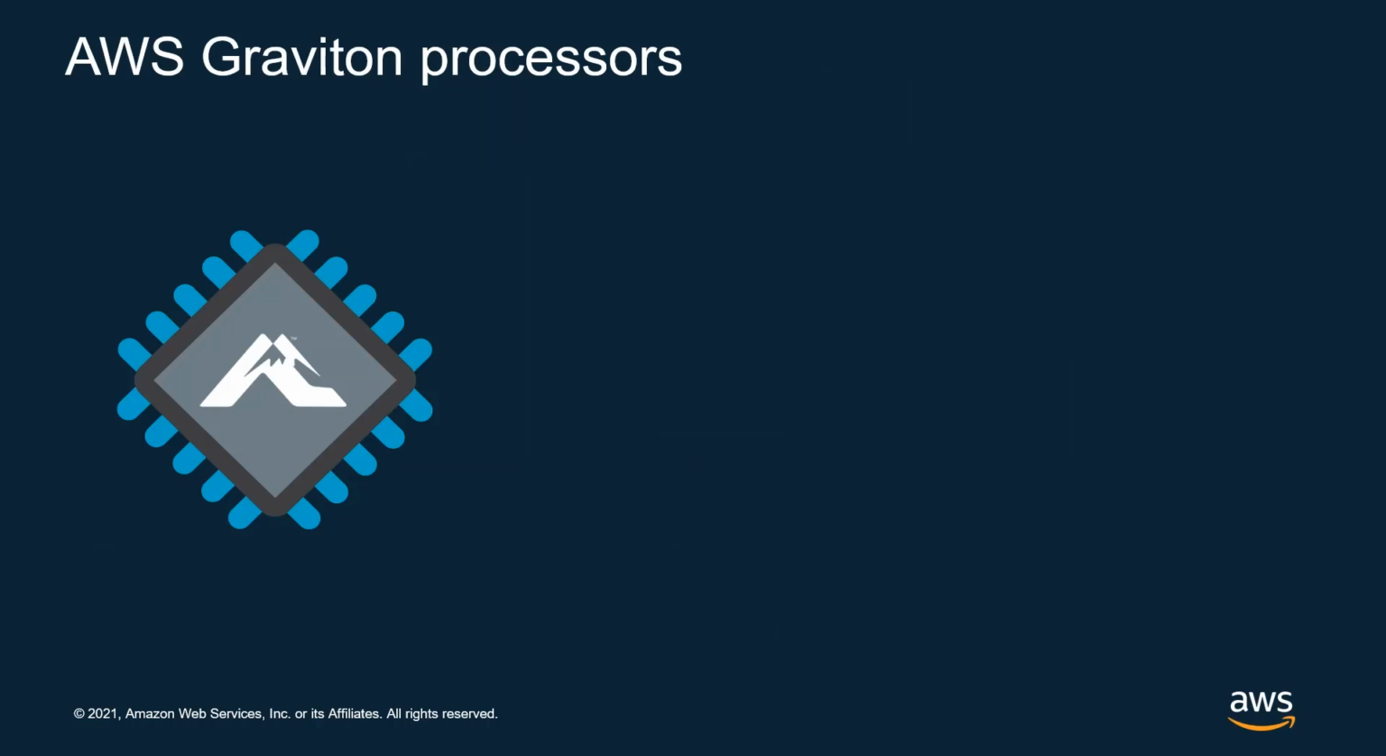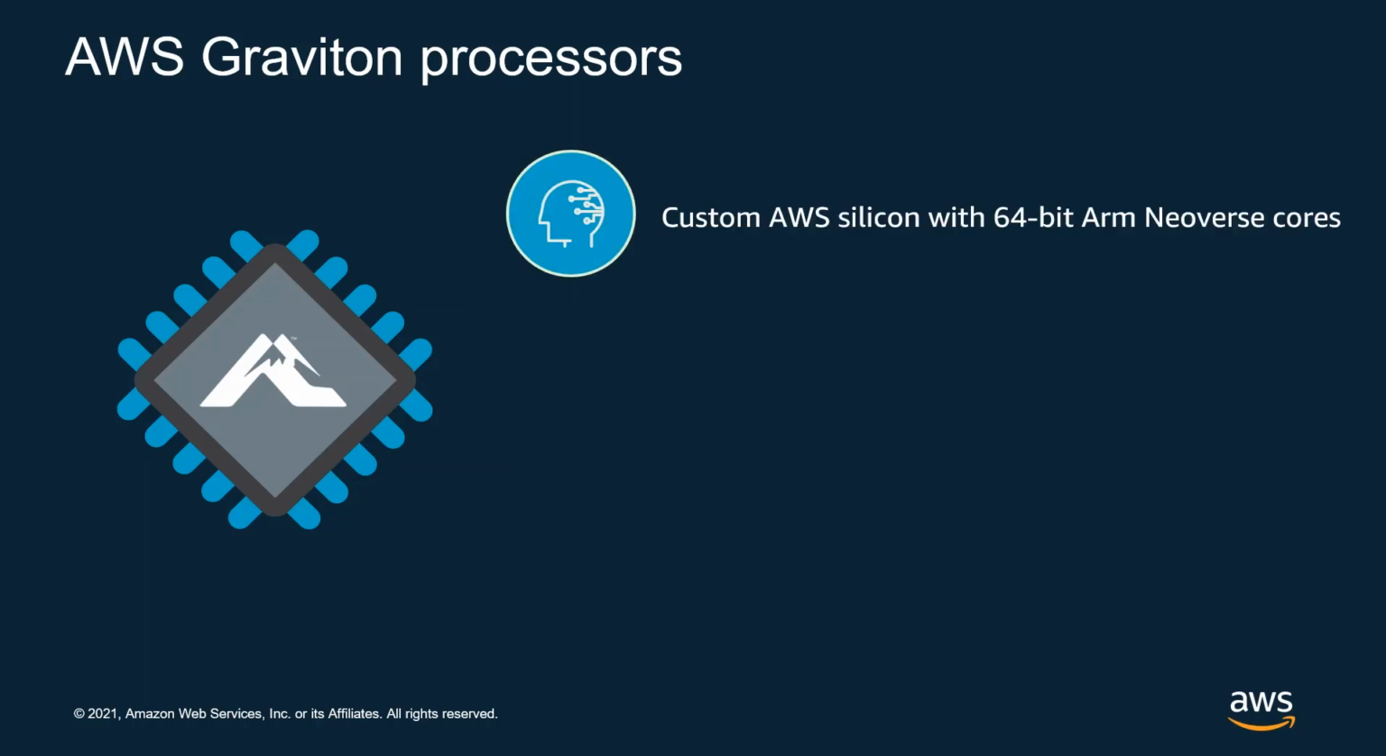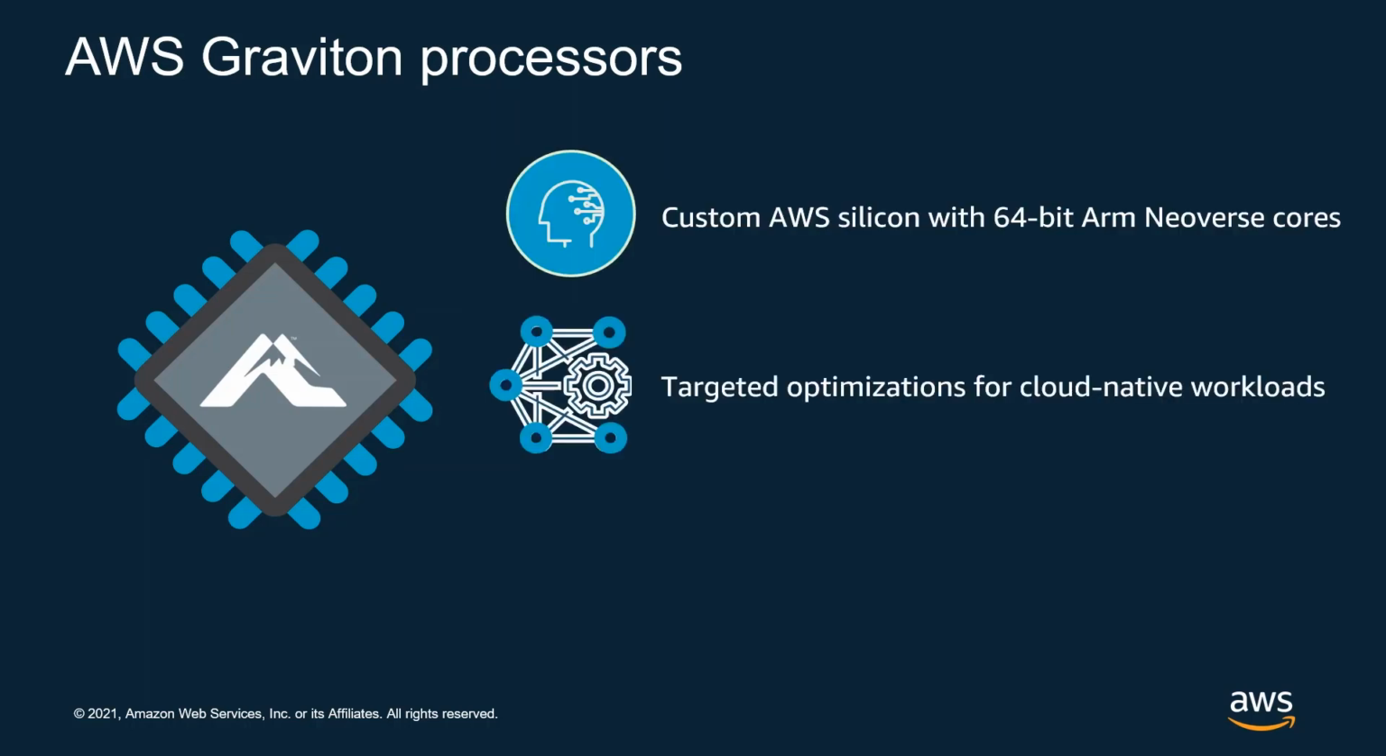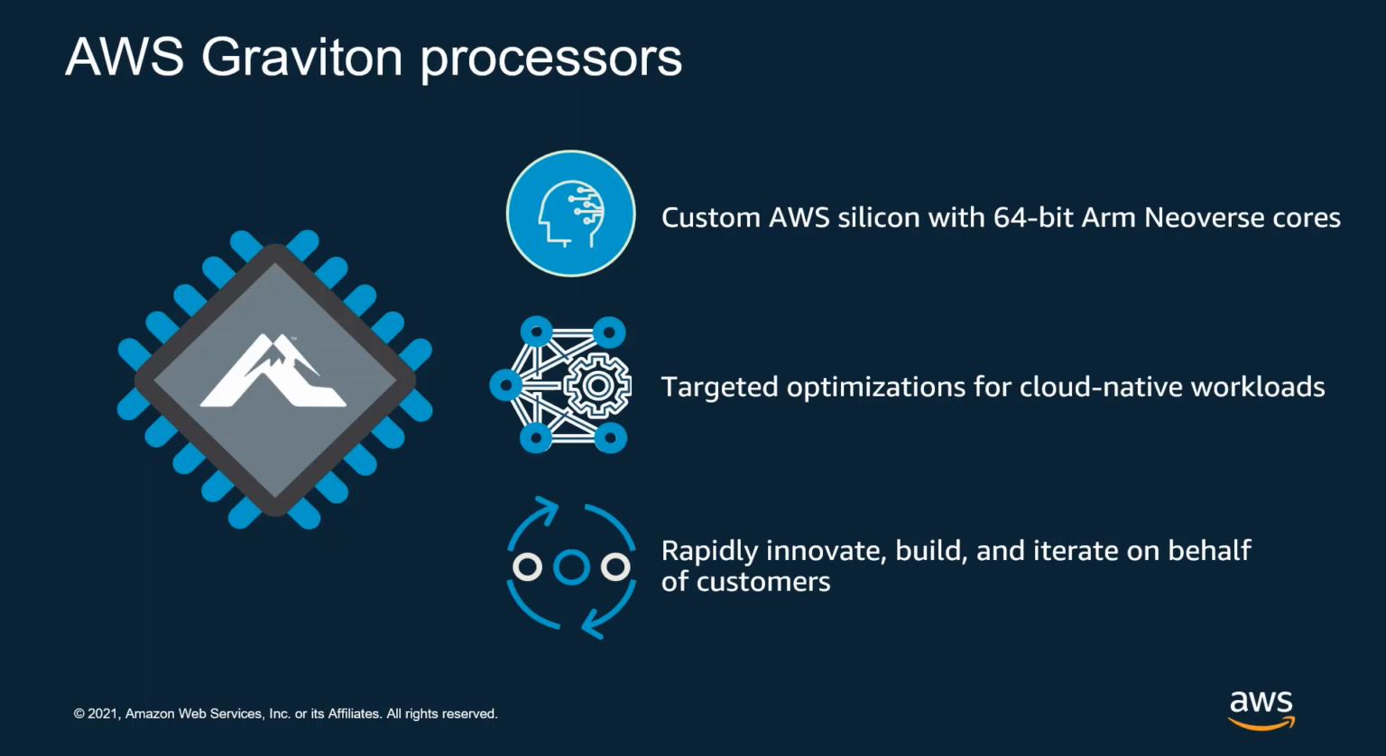The AWS Graviton 2 processors are custom AWS silicon, and they're designed by a company we purchased called Annapurna Labs, and have 64-bit ARM Neoverse N1 cores. And with our vast experience in running cloud-native workloads at scale, we've been able to target specific optimizations in the chip itself, and Graviton is literally designed for the cloud. And by building our own custom processors, we can rapidly innovate and iterate on behalf of you, providing great performance with significant cost savings.